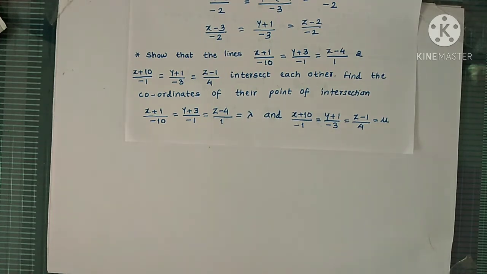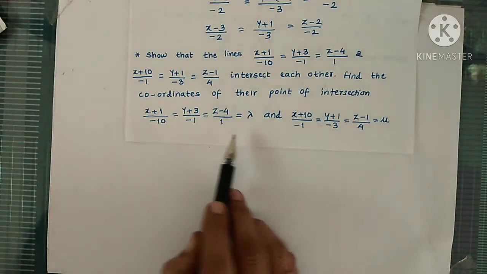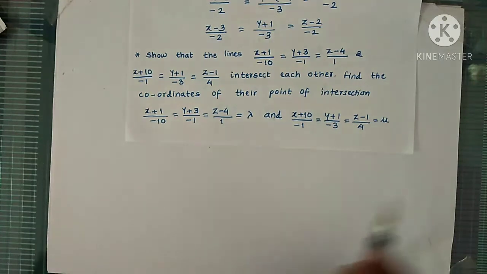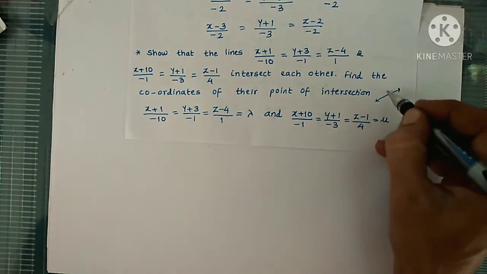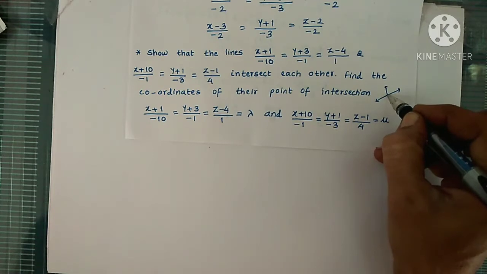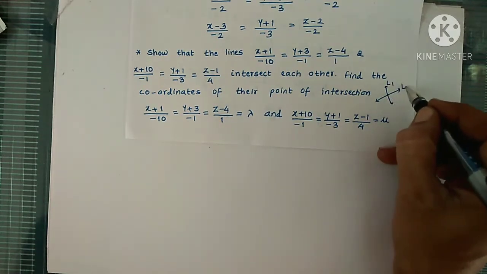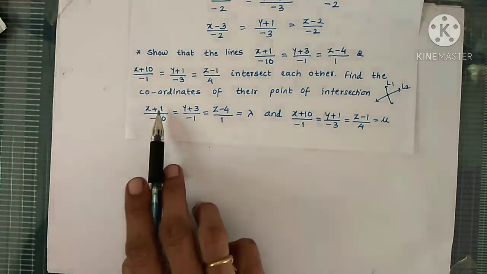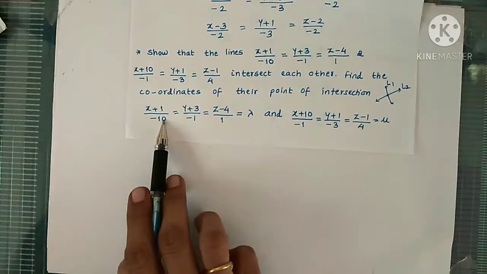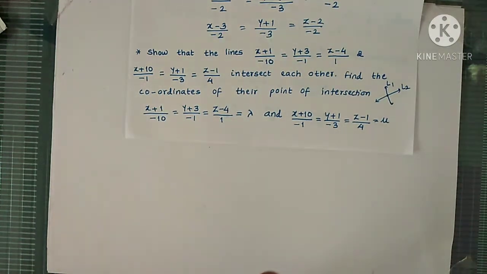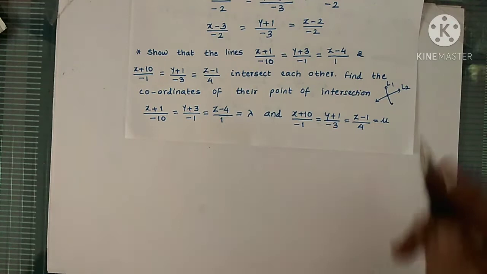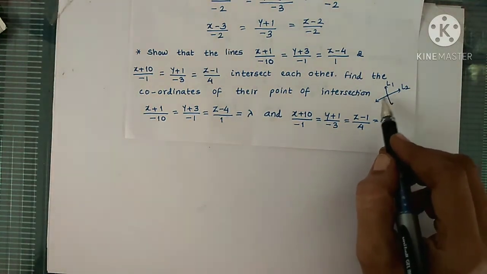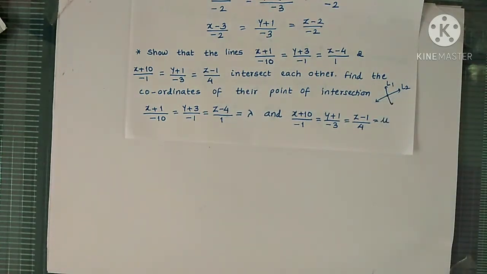So for that I have written the equations again, but now I have written the first equation as equal to lambda. If these two lines intersect, then the point of intersection lies on both the lines, so it satisfies both the equations. So in parametric form we have x equal to minus 10 lambda minus 1. For some value of lambda we get this point, and for some value of mu we get the point again, but that point lies on L2 now.